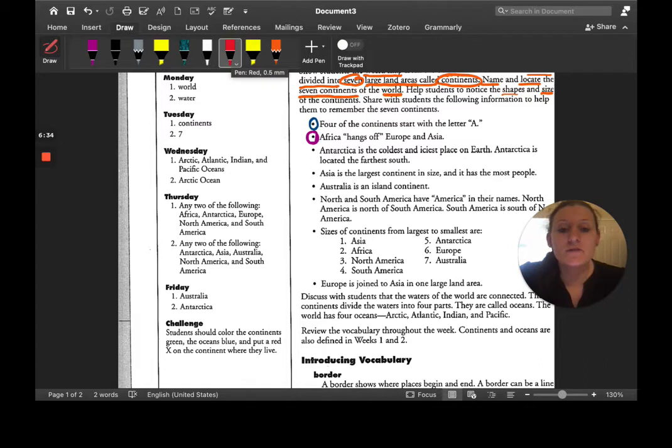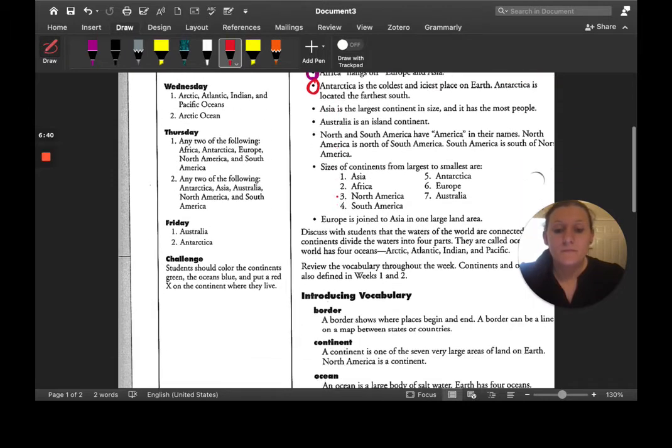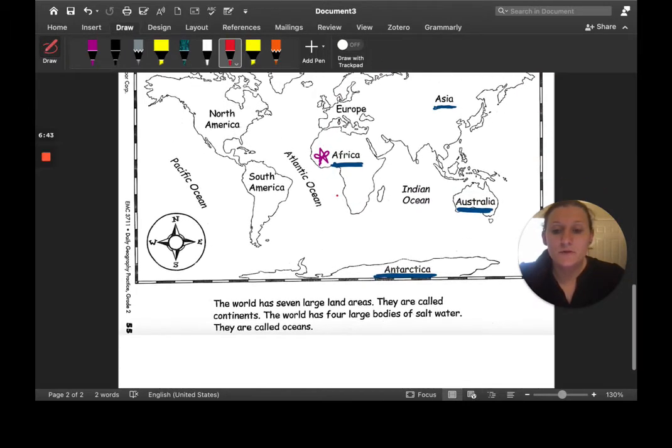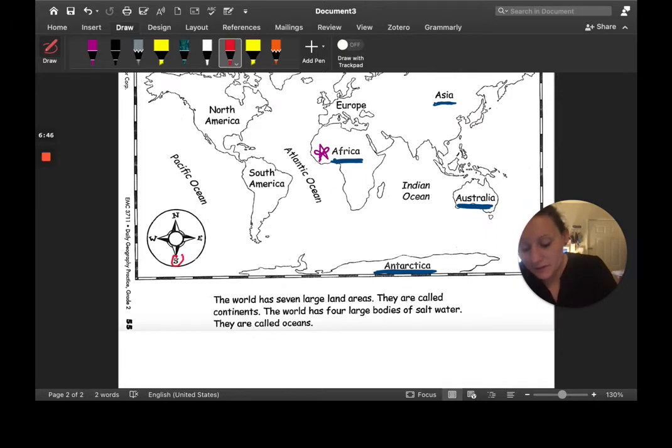So Antarctica is located in the farthest south. So again, remember our directions, and we see here where south is. And so we see Antarctica, and Antarctica is very, very cold. And that's why people don't really live there. There are scientists who come and study the area and study the animals that are there. But other than that, people don't live in Antarctica because of how cold it is and also because of where it's located.